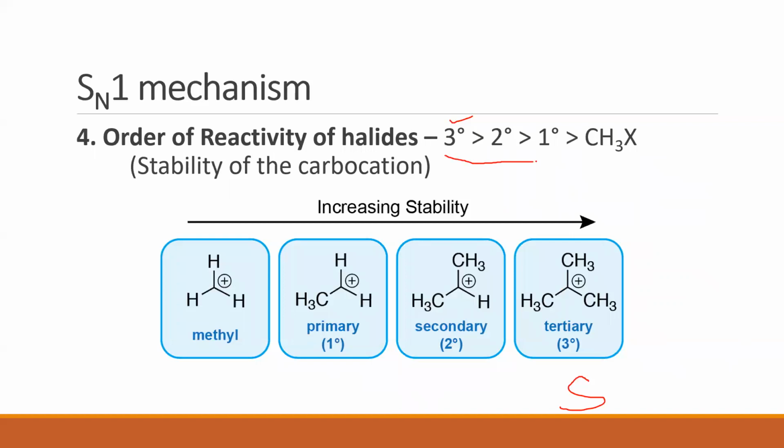Hence, the order of reactivity of alkyl halides follows this order. Tertiary is more reactive than secondary, more reactive than primary, more reactive than CH3X. It's because of the stability of the carbocation.